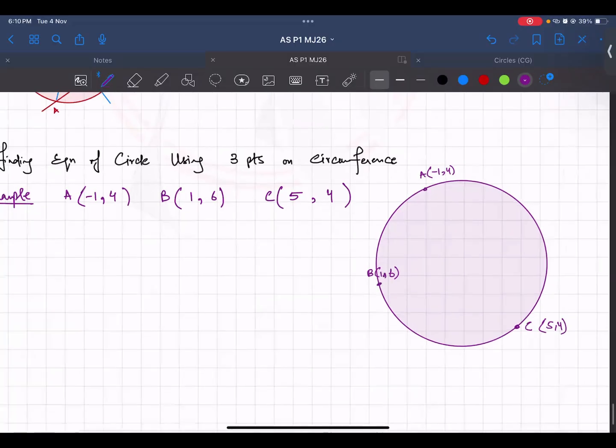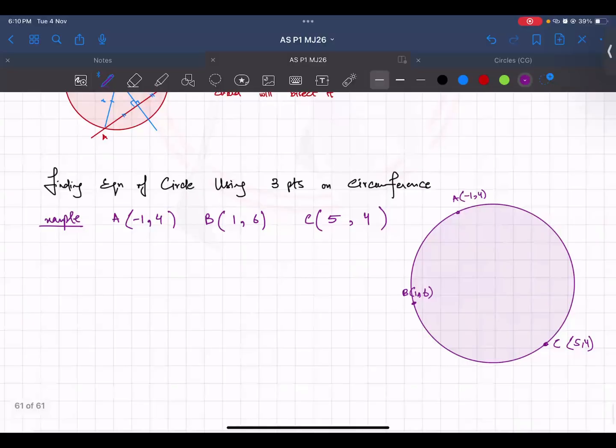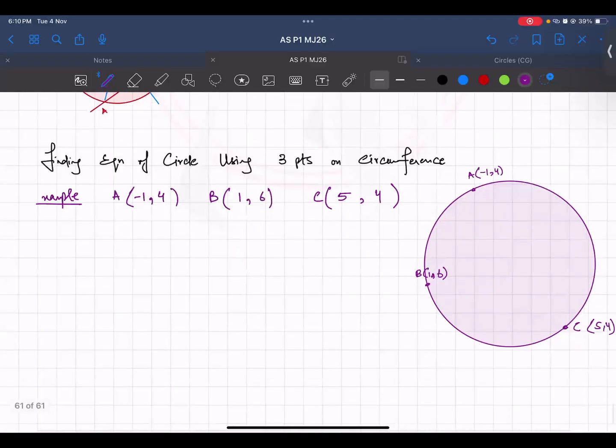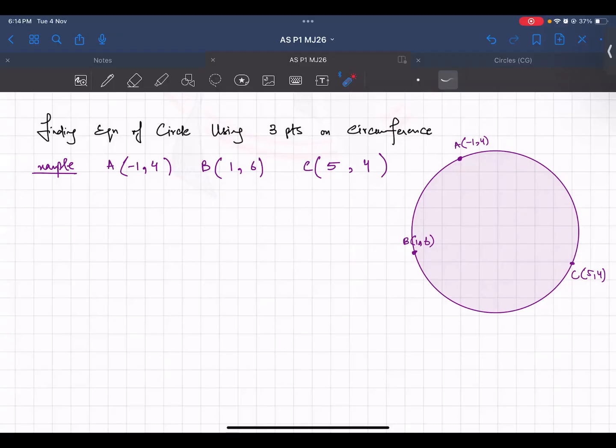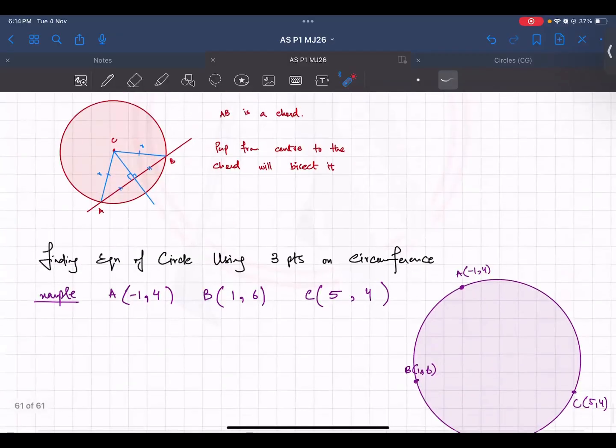How will you find the equation of the circle? Think about it. We don't know if any one of these is a diameter. We don't know what the radius is, what the center is. Just these 3 points on the circle are given to you, and they are asking you to get the equation of the circle. How would you do it? You can use this property.